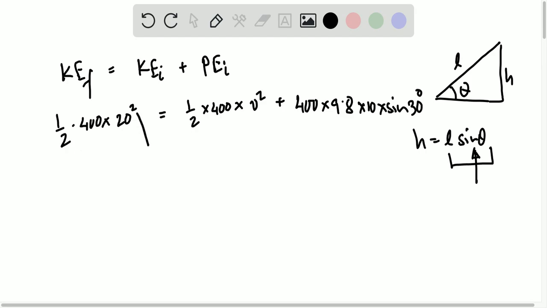The friend has also forgot to include the square in here. So from here, if we solve for V, we find V equals 22.3 meter per second.